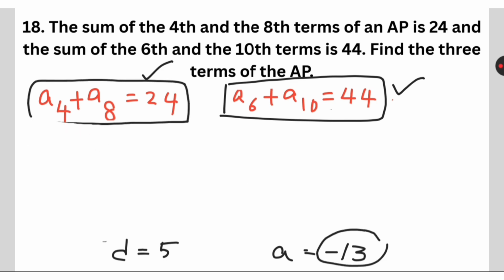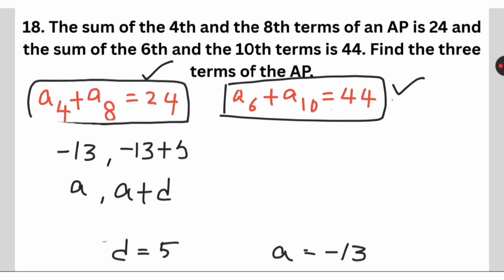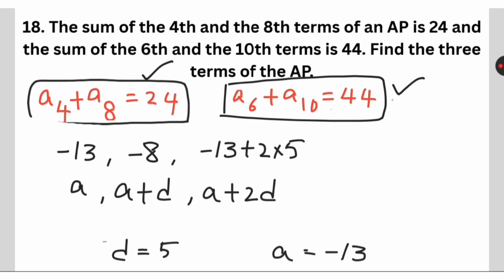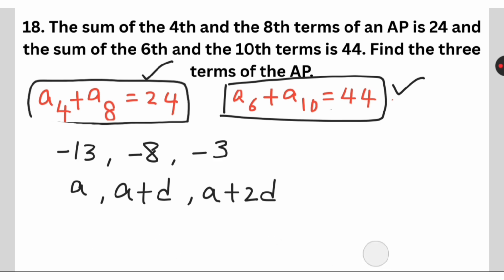The first term is minus 13. That is the first term, that is A. The second term is A plus D, that is minus 13 plus 5, which gives minus 8. Now write the third term, which is A plus 2D. So minus 13 plus 2 times the common difference 5. 2 times 5 is 10, minus 13 plus 10 gives minus 3. So these are the first 3 terms of this arithmetic progression.